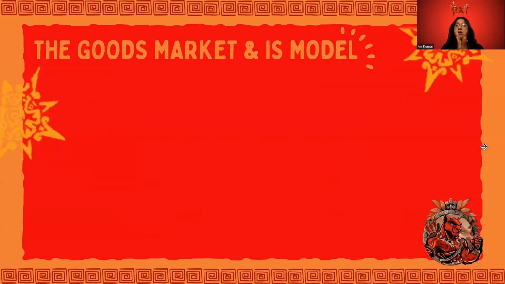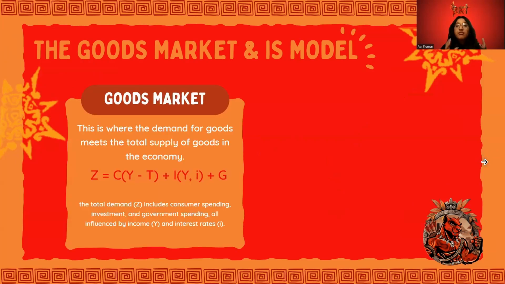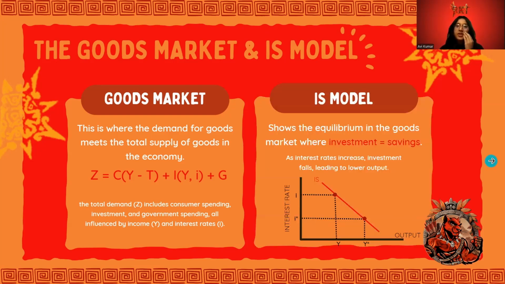So first, we're going to talk about the IS model, which stands for Investment Saving Model. This model represents the goods market. So this is where the demand for goods meets the total supply of goods in the economy, and it's given by the following formula, where the total demand includes consumer spending, investment, and government spending, all influenced by income and the interest rates.